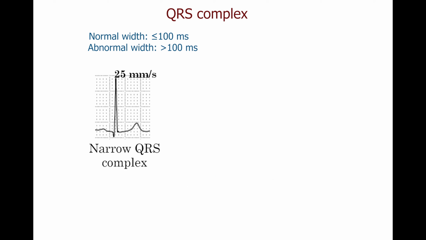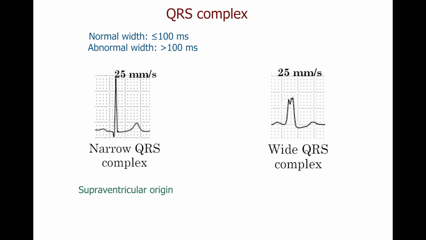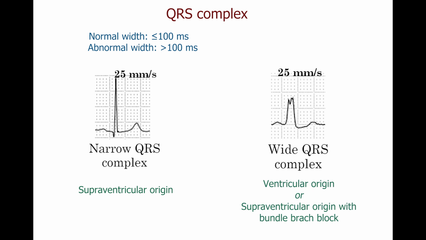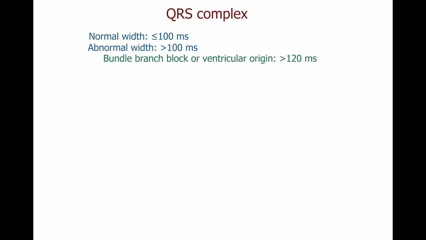Narrow QRS complexes are supraventricular in origin. Complexes originate from the sinus node, atria, or AV node. Wide QRS complexes are either ventricular in origin or supraventricular in origin with intraventricular conduction abnormalities. A QRS complex width more than 100 milliseconds is considered abnormal. A QRS complex width greater than 120 milliseconds is required for the diagnosis of bundle branch block or ventricular rhythm.